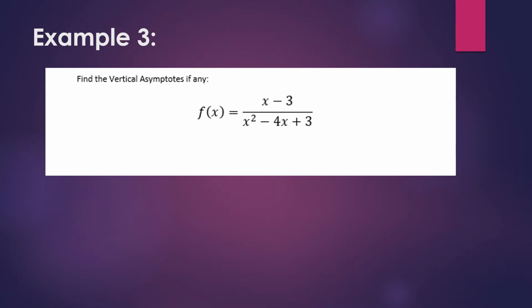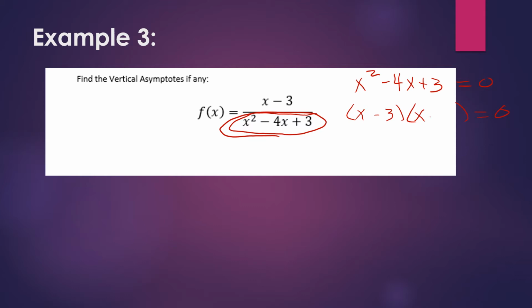Example 3. Again, we're being asked to find the vertical asymptote if there is one. So for this problem, we're trying to take a look at the denominator. We want to know, where is the denominator going to be 0? So x squared minus 4x plus 3 equals 0. So I'm going to have to factor. So I need two numbers that multiply to be 3, but add to be -4. So this should be x minus 3 and x minus 1. -3 times -1 is +3, but -3 plus -1 is -4.